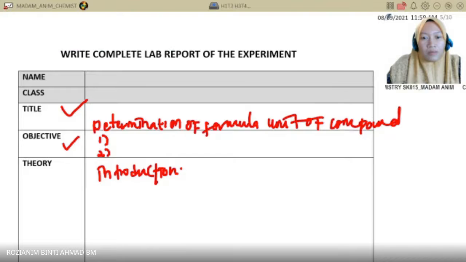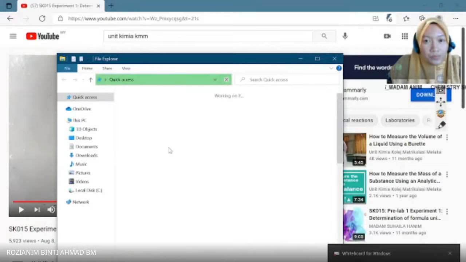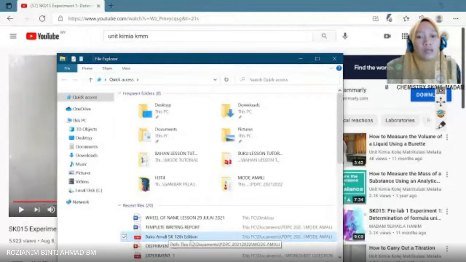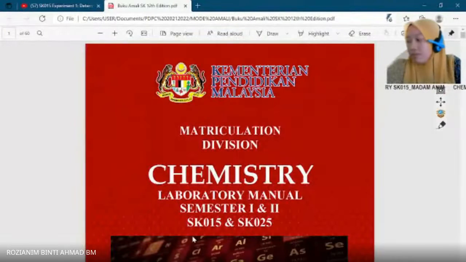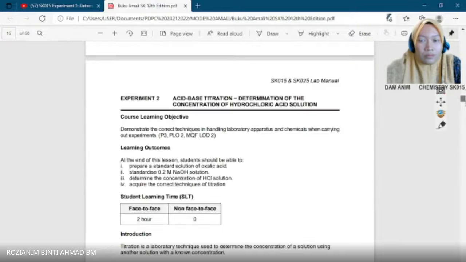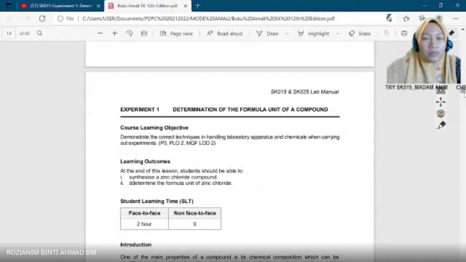Okay, saya buka balik lab manual sekejap. Okay, dalam lab manual muka surat 1. Macam mana nak tulis teori? You tengok balik dekat bahagian muka surat 1, dekat the label of the introduction. Okay, so kita recall back dalam lab manual tadi, macam mana you nak writing report.